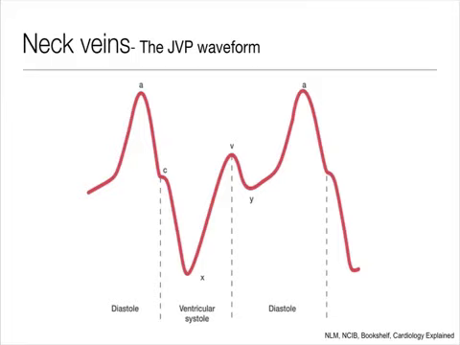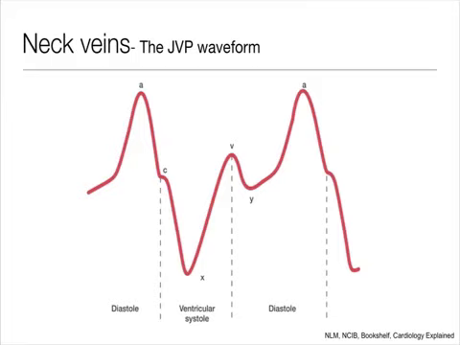So the A wave represents atrial contraction, and this happens during diastole of the ventricles, and it is caused by pushing a column of blood up the superior vena cava. Then we have the C wave, and this is not normally visible, but is a notch in the X descent due to closure of the tricuspid valve.